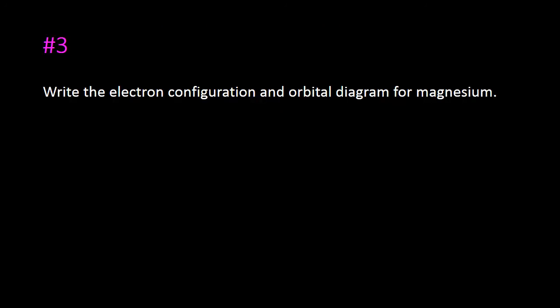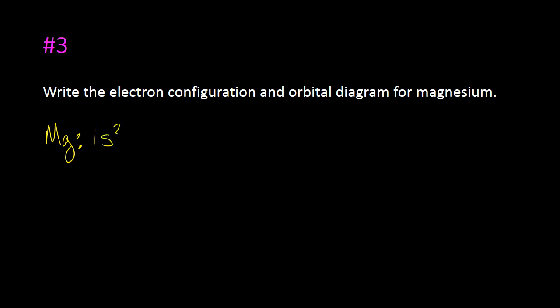Give this one a try. See if you can do it. Write both the electron configuration and the orbital diagram for magnesium. You can do either the shorthand method or the longhand. I'm going to do both, because I promise you're going to need to know how to do both.